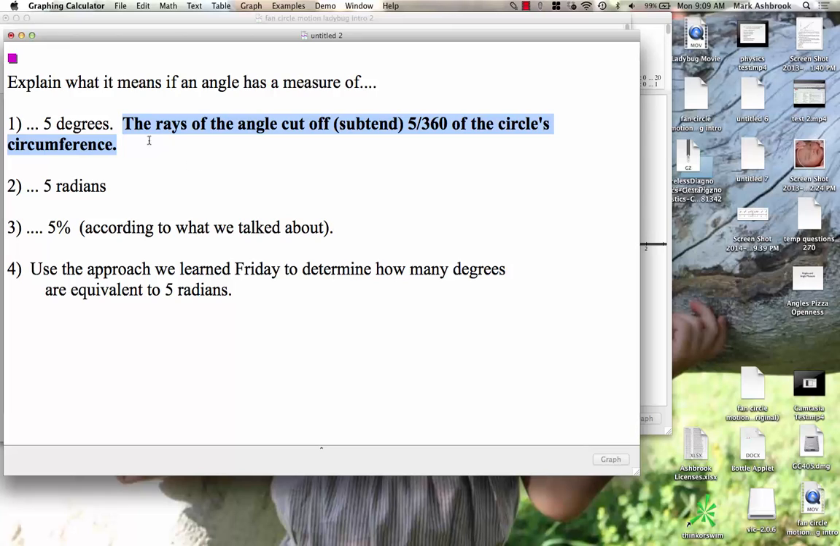Okay, so here's how the point breakdown goes. You have to mention the raise. That's 1 point. They cut off, or sub 10, that's the second point. 5 360ths, that's the third point. And then of the circle circumference. So 4 points. If you mentioned the raise of the angle, you got a point. If you mentioned that they cut off an arc, I should say cut off an arc.